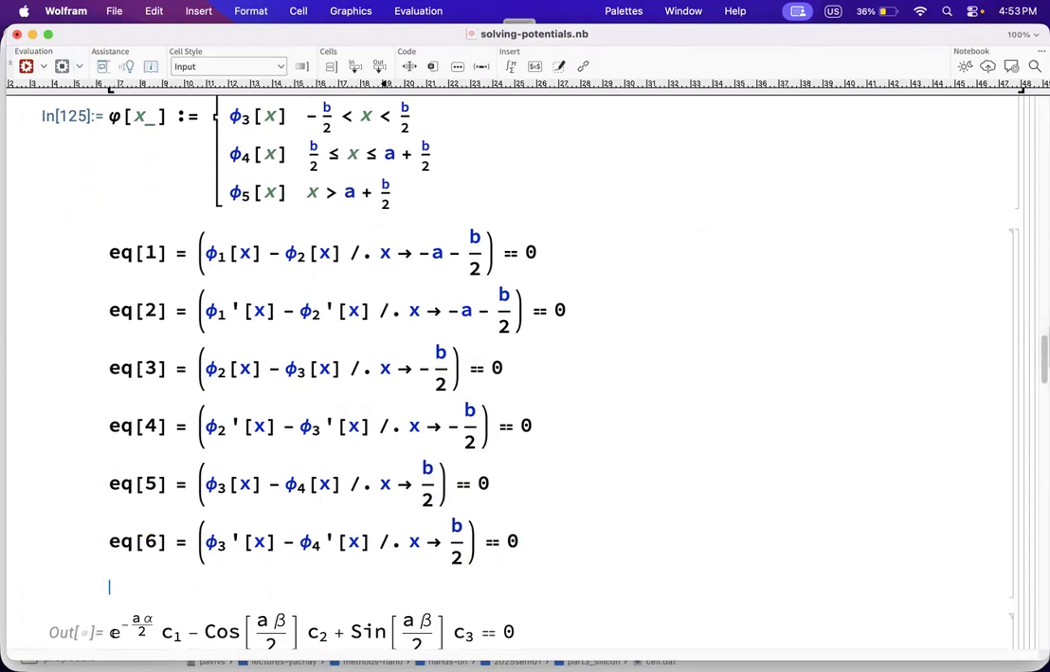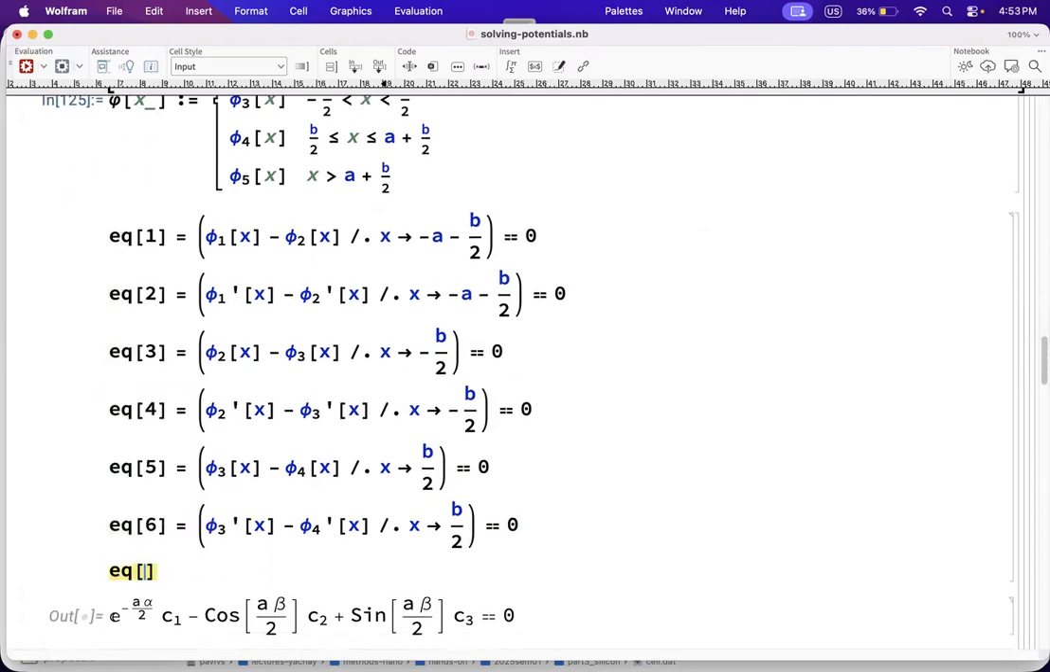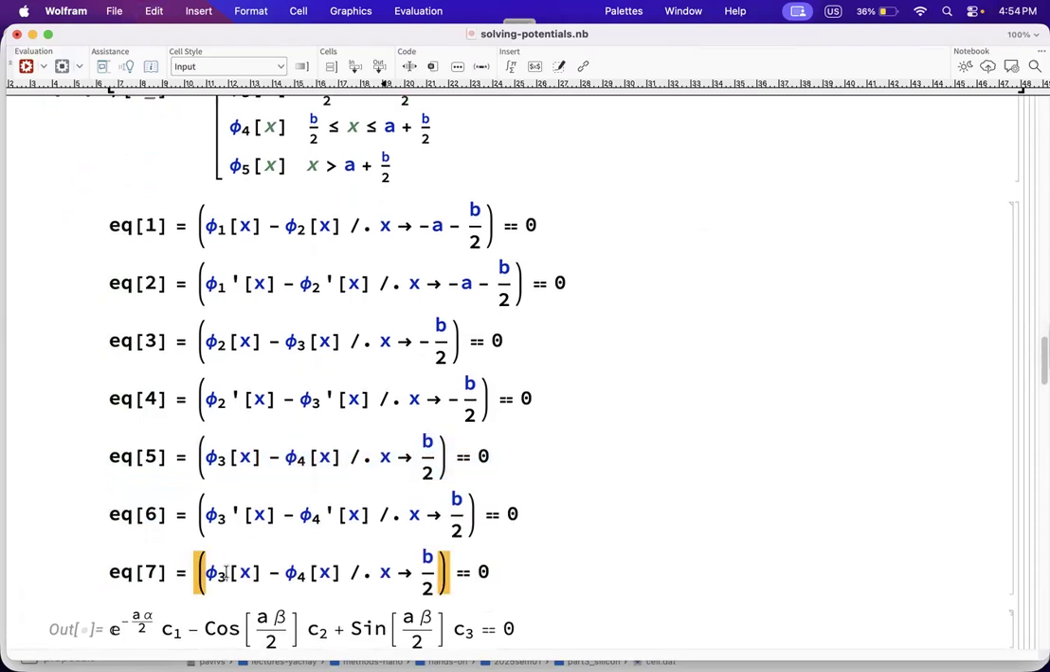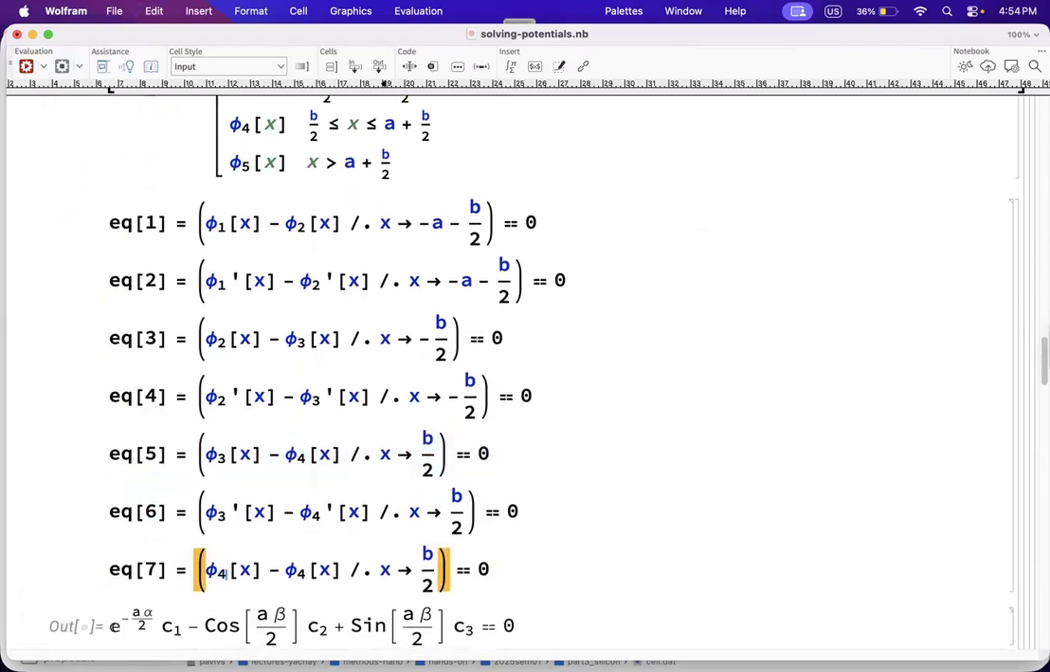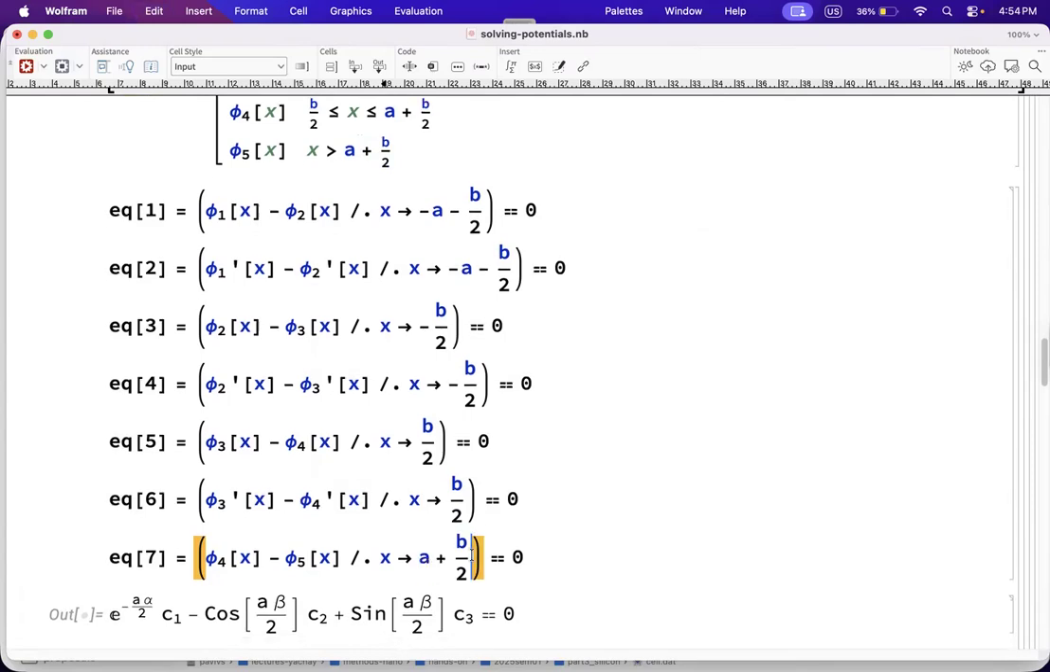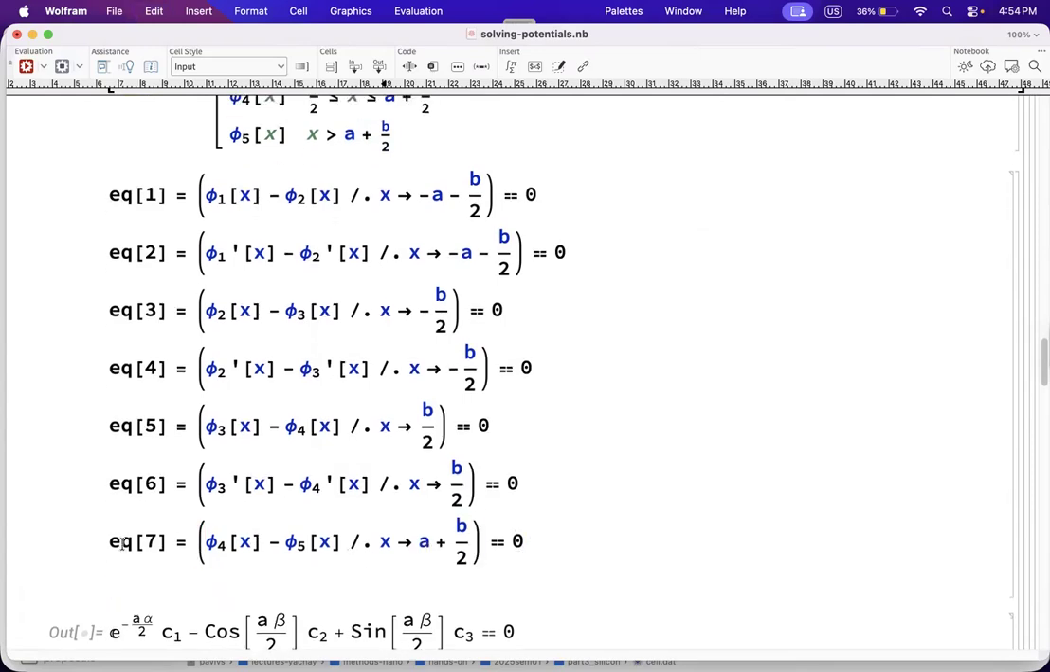Okay. Equation 7. Please, I'm going to copy this. This is here, equation 5. I'm going to copy this. Here I have phi sub 4 and 5. Here's 4. Here's 5, right? And next is a plus b over 2. Or if you like, you can copy this. See, paste it here. Enter.